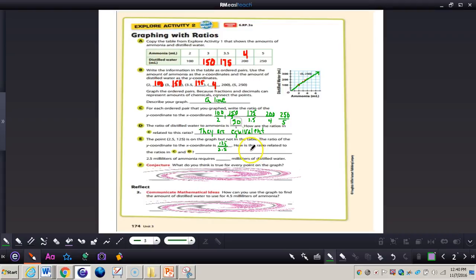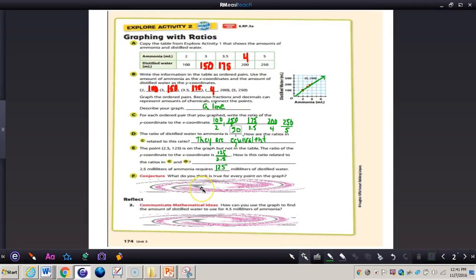All right, so we can see 2.5 milliliters of ammonia requires 125, as we can see right here, 125 milliliters of distilled water. Now, let's take a look at letter F. What do you think is true for every point on the graph? So we can see here what's true. The y-coordinate is the correct amount of water for the amount of the ammonia given by the x-coordinate. So it's important to make sure the ratios are 50-to-1, and that would be correct there.